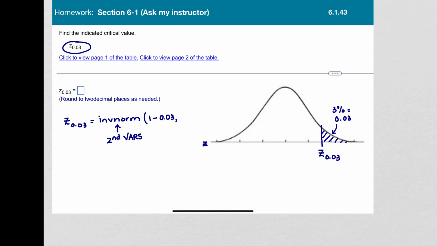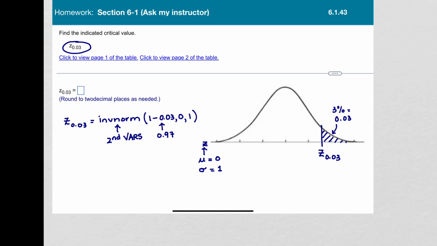And then I put in the mean and standard deviation. Because we're talking about the standard normal distribution, our mean is 0 and our standard deviation is 1. So I put in 0 for the mean and 1 for the standard deviation. I could type it just as 0.97. If you want to do the subtraction when it's easy enough, you can do that. Or you can just say 1 minus whatever percentage is on the right.